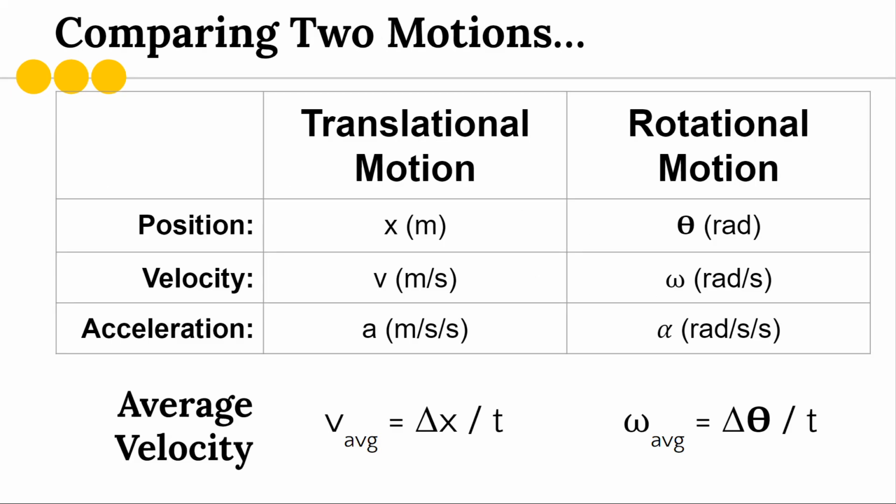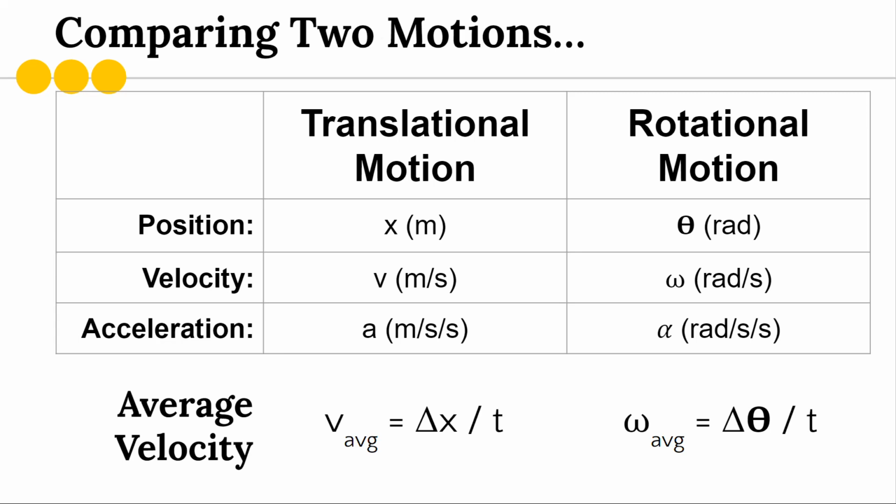So again, this is kind of summarizing what we just looked at. So with our translational motion, these were our variables. With rotation, same variables. And we can calculate average velocity, and the equation is basically the same thing. Average velocity is going to be your change in position over time. That could be a change in translational position over time, in which case you get that equation that should look familiar on the left. Or it could be a change in rotational position over time, in which case you get the equation on the right.